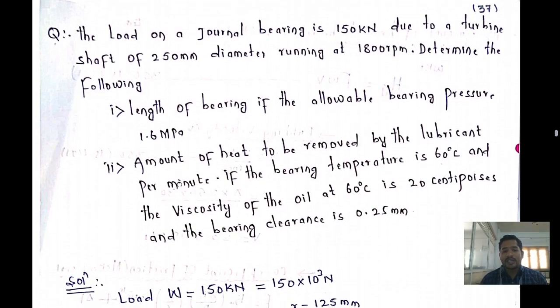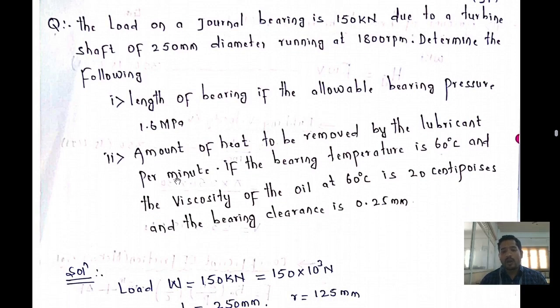As well as in the second condition, we need to find out the amount of heat to be removed by the lubricant per minute. This means that we need to find out the value of Hg and Hd, if the bearing temperature is 60 degrees Celsius, the viscosity of the oil at 60 degrees Celsius is 20 centipoise, and the bearing clearance is given as 0.25 mm.